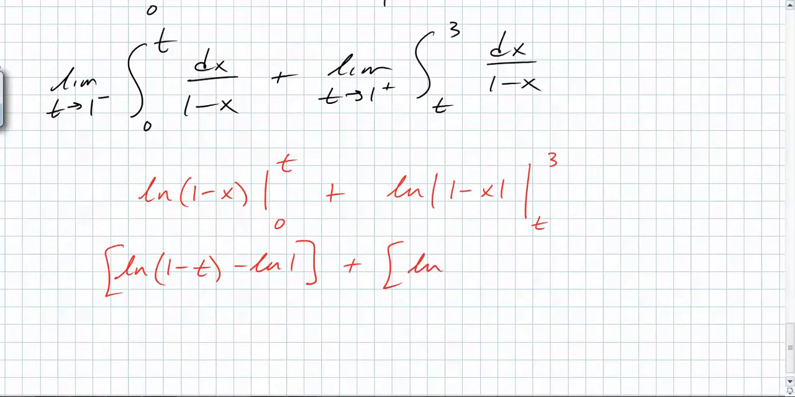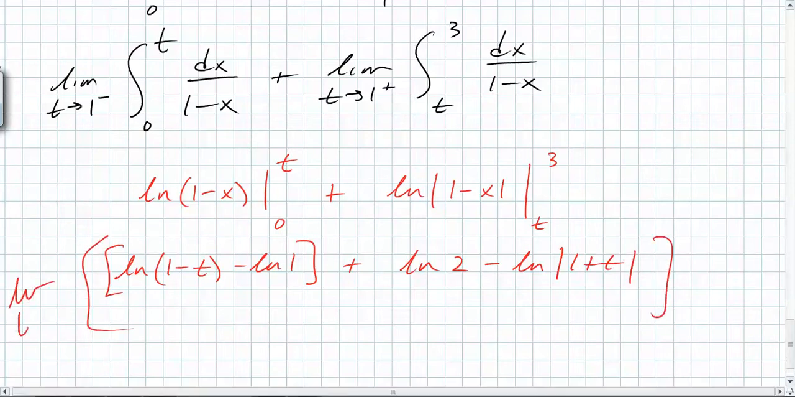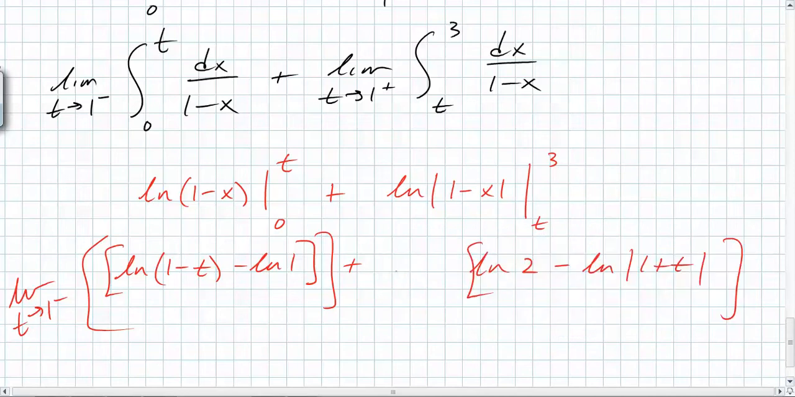Plus ln of 2 minus ln of the absolute value of 1 minus t. And you're doing this right here, the limit as t goes to 1 from the left, and this one right here is t to 1 from the right. Limit is 1 minus. Thank you very much. That would change it completely. Yeah, it's perfectly possible now. Well, the second one, t to 1 from the right.